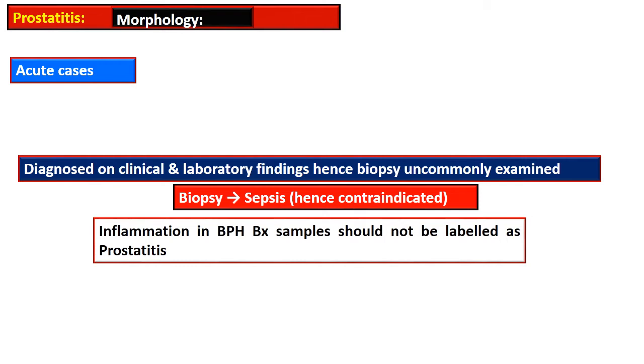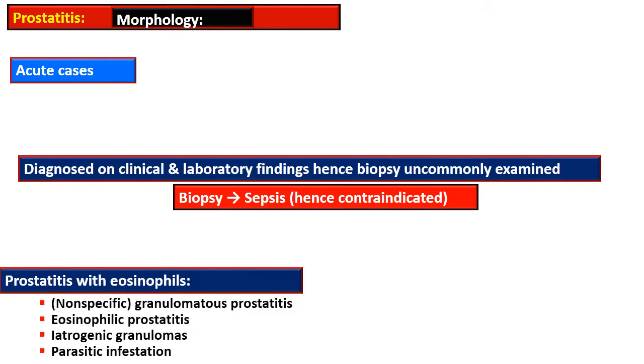Sometimes the inflammation is accompanied in tissue which is taken out for benign prostatic hyperplasia, but this inflammation should not be labeled as prostatitis, rather it should be labeled as benign prostatic hyperplasia with acute or chronic inflammation, whatever type of inflammation is present in that sample. There are some prostatitis that are characterized by presence of eosinophils. These are non-specific granulomatous prostatitis, eosinophilic prostatitis, iatrogenic granulomas, and parasitic infestations.